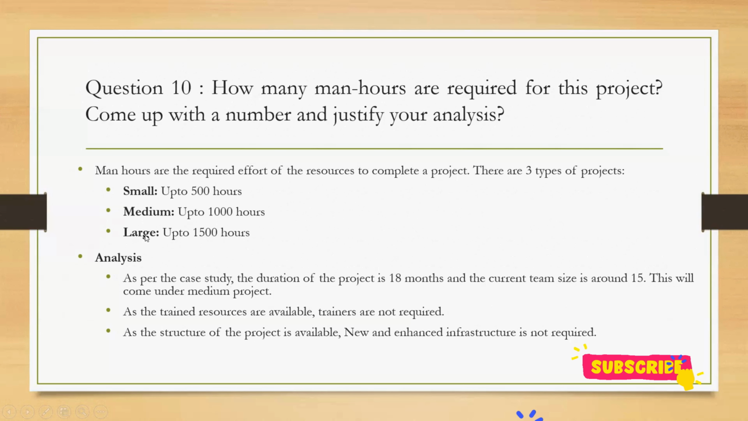So as per this case study, what analysis have we conducted? The duration of this project is 18 months. So I have mentioned the project duration and the current team size also, which is 50. And this will come under the medium project. Okay. Then, as the trained resources are available, the trainers are not. As the structure of the project is available, new and enhanced infrastructure is not. So, according to your project, you mention the project duration, the current team size, and also you can calculate how much amount you are putting onto the resources.